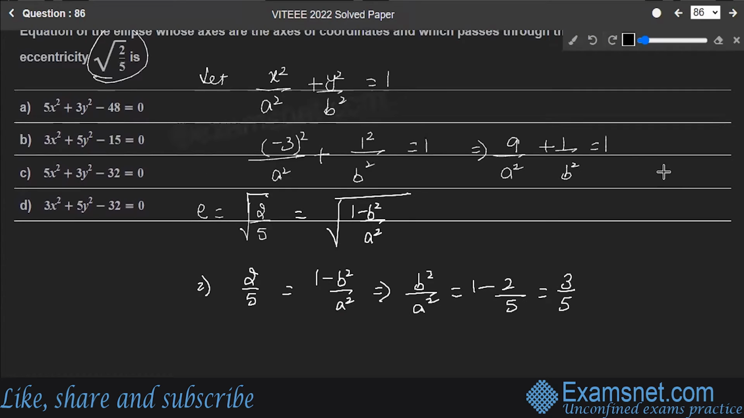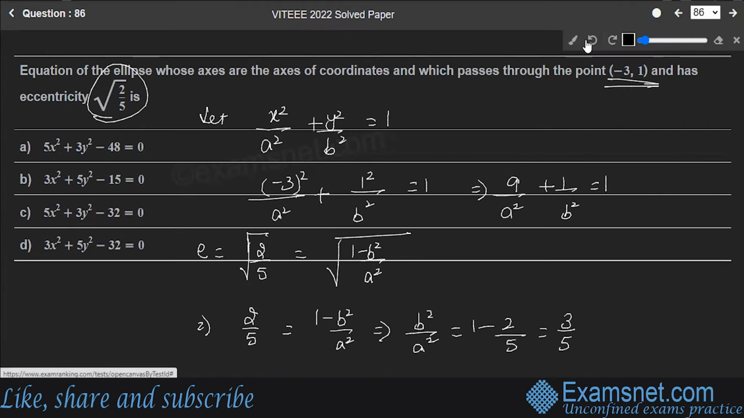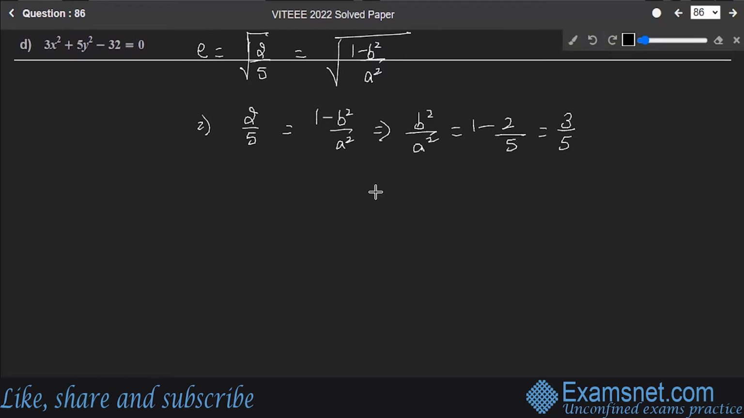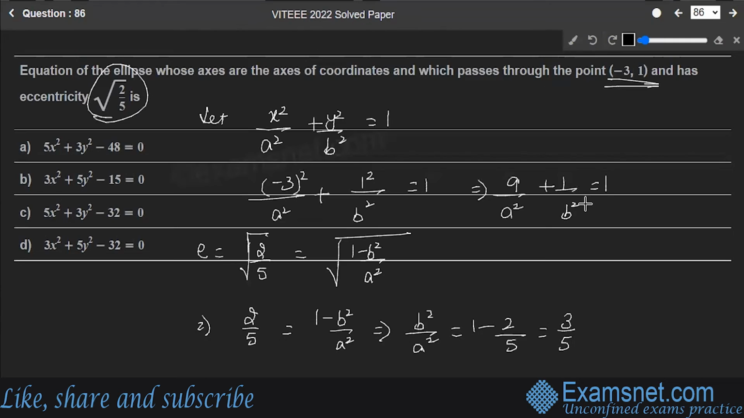Correct? So these are the two equations now. Let's say this is 1. I'll put this in 1. Wait. First of all, simplify b² upon a² is equal to 3 by 5. This gives me b² is equal to 3a² upon 5. Right. Now I'll fill the value of b² in this given equation number 1.